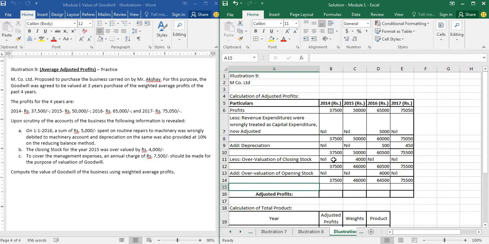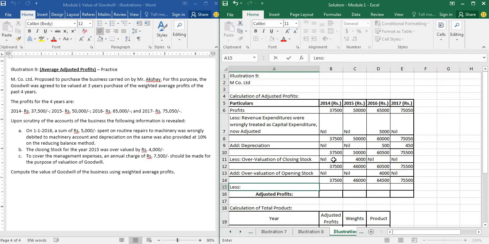To cover the management expenses, an annual charge of rupees 7,500 should be made for the purpose of valuation of goodwill. These are also called calculation of future maintainable profits. They are saying in the future, in order to maintain profits, we have to incur management expense of 7,500. So in future we are going to incur this expense. So let us see what our profits will be if we show this expense in the previous years also. So we have to show this expense in those P&L accounts.